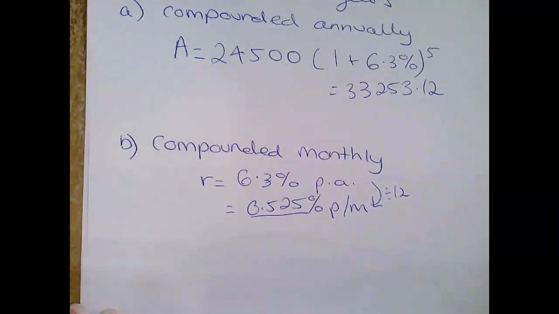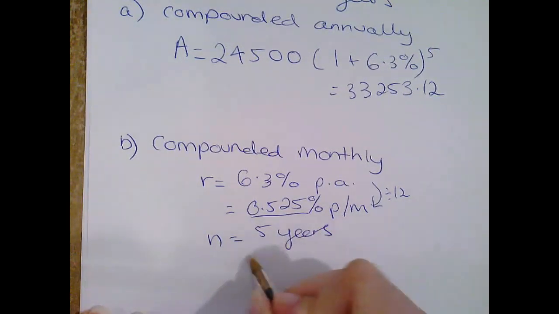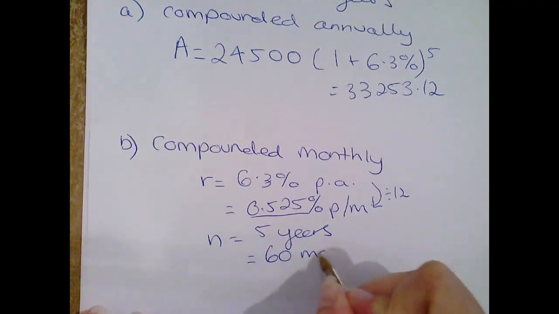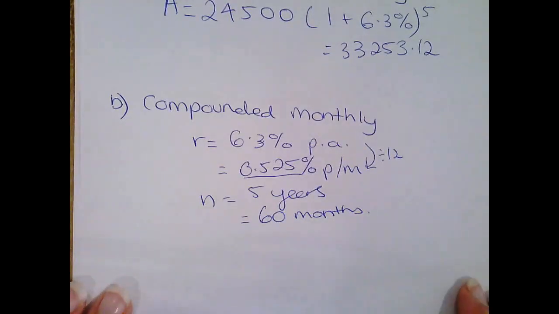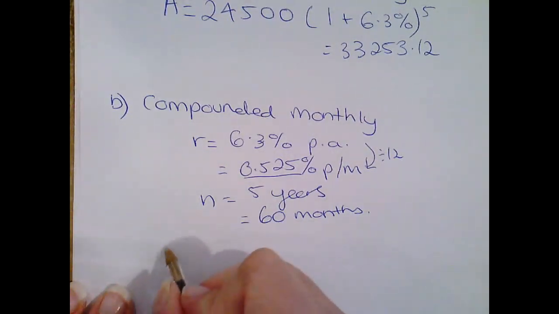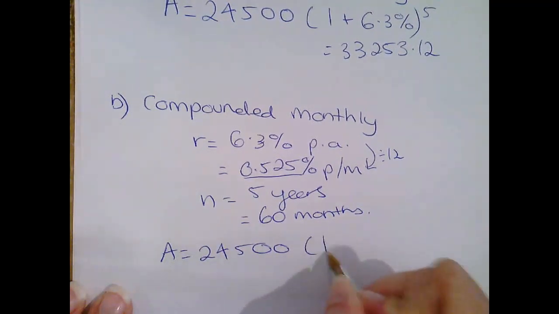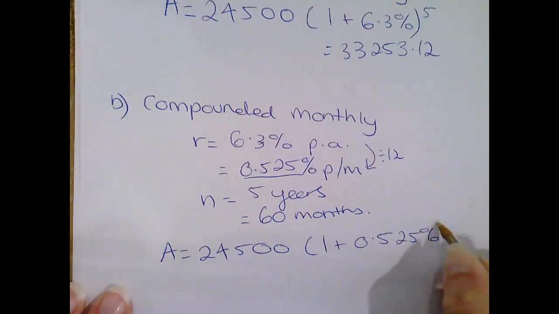0.525%. And the number of time periods, so we had 5 years. Well, how many months is that? That's 5 times 12, which is 60. And those are the new numbers that we're going to use in the compound interest formula. So 24,500, 1 plus 0.525% to the power of 60.